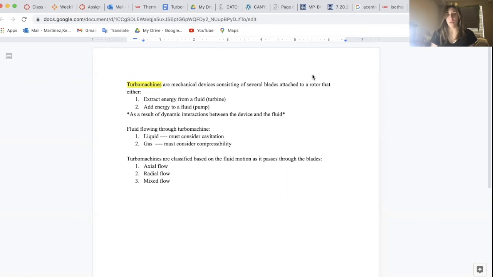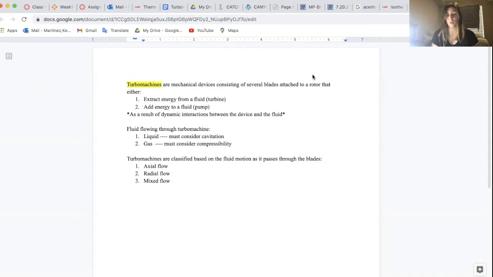However, there are certain design criteria that must be considered depending on the state of the fluid. For example, for a liquid, the design must consider cavitation, and for gas, the effects of compressibility must be considered.